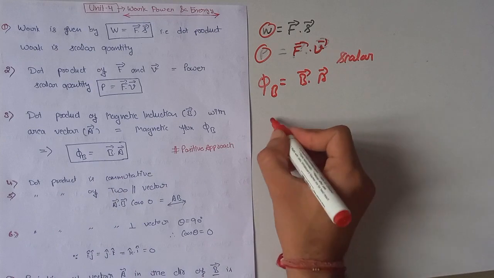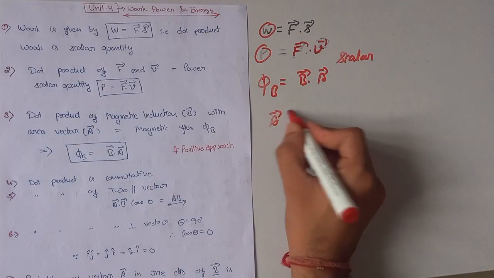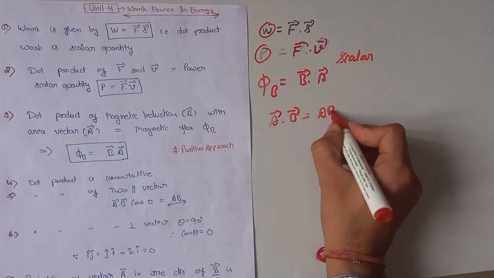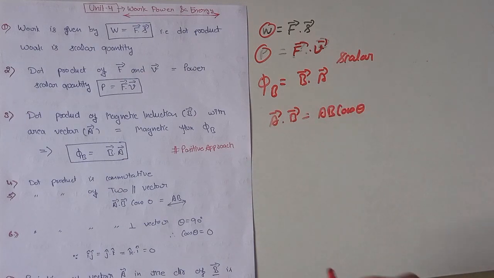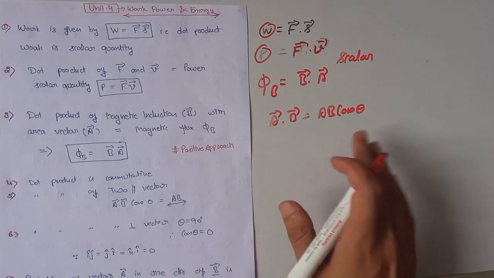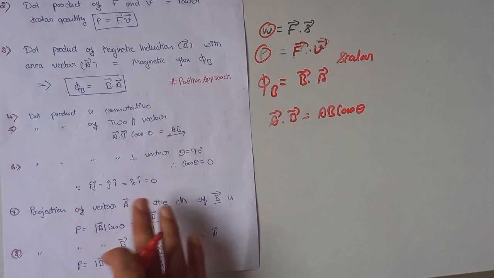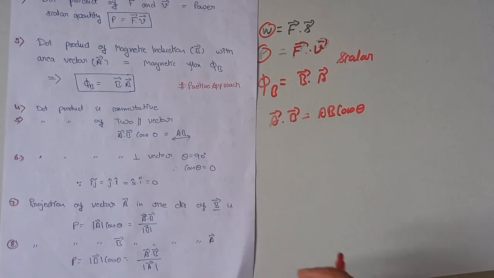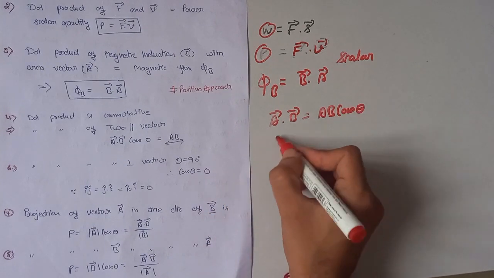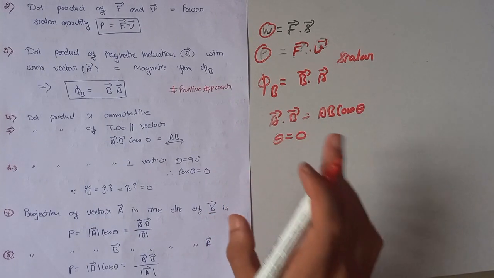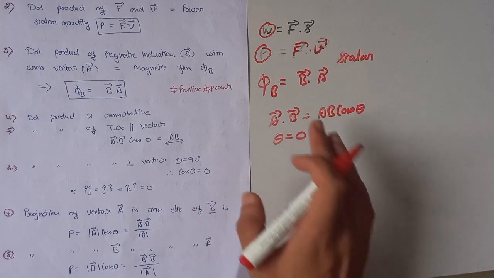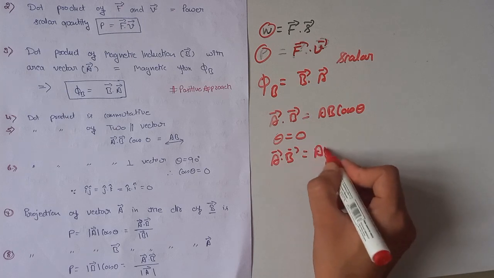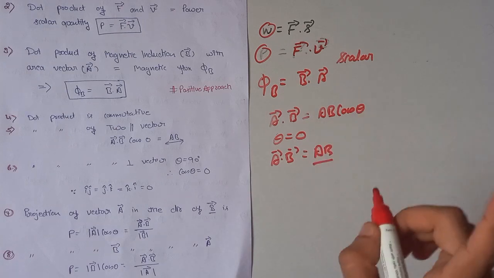Dot product is commutative. For example, let A and B be two vectors, then the dot product of vectors A and B is given by A dot B equal to AB cos theta. If two vectors A and B are parallel to each other, then the angle between them is theta equal to 0. Then this dot product A dot B is equal to AB, because cos 0 is 1.